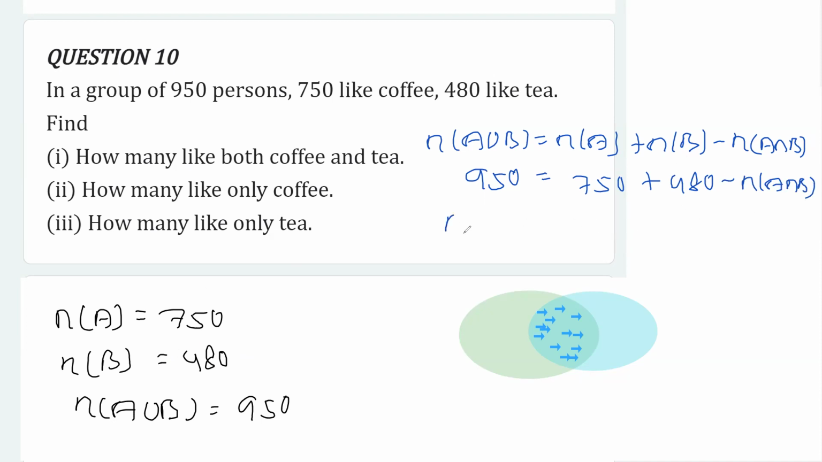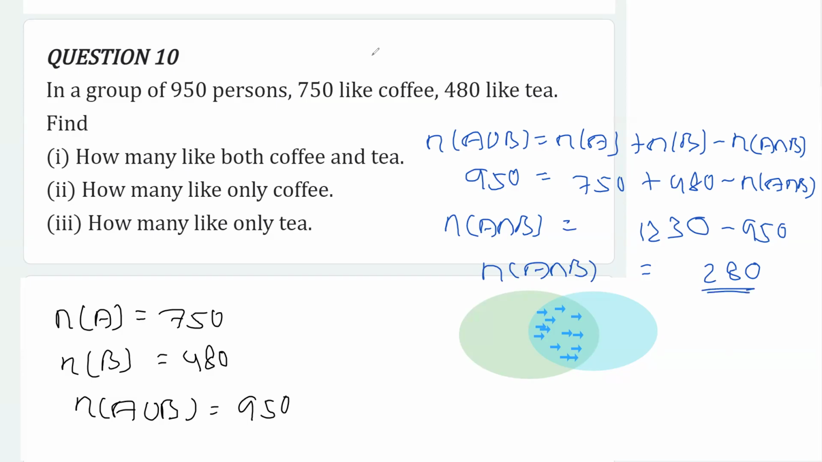Now transposing n of A intersection B to the left, we are going to add this. So 0 plus 0, 8 plus 5 is 13, 7 plus 4, 11 plus 1, 12, minus 950. So we conclude that the difference is how much? This is 0. 13 minus 5 is 8. This is 11 minus 9 is 2. So we'll say that n of A intersection B is 280. And this is what we have to find out, that is how many like both tea and coffee. So we can say that this common region here is 280.